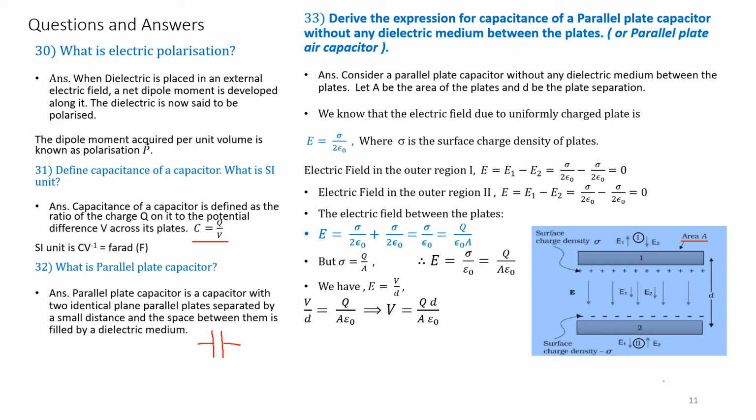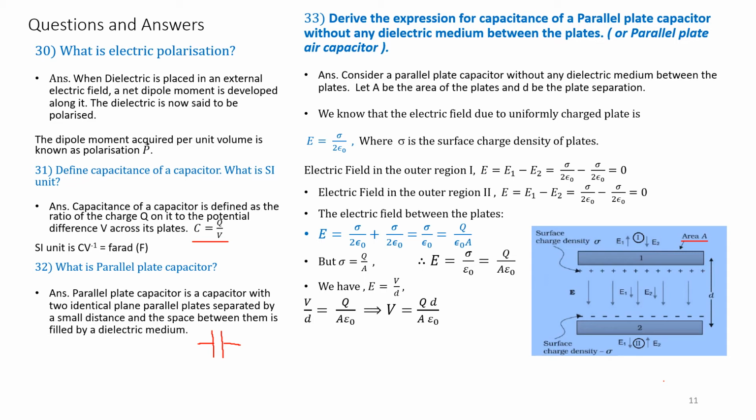The electric field between the plates, in this region, is given by sigma by 2 epsilon naught plus sigma by 2 epsilon naught. Adding these two, we get sigma by epsilon naught, and sigma we know is Q by A. Therefore, E is equal to sigma by epsilon naught, that is equal to Q over A epsilon naught.